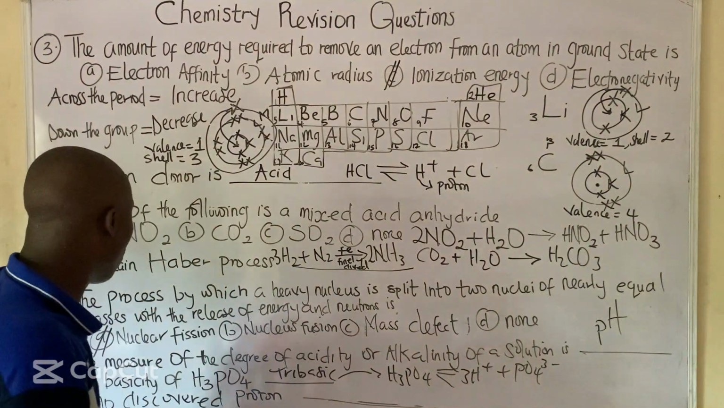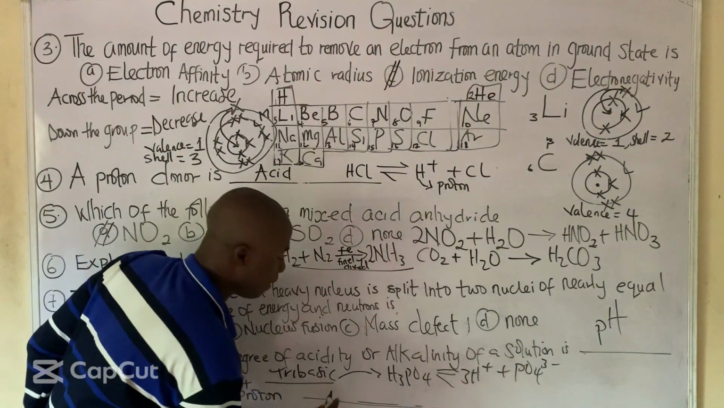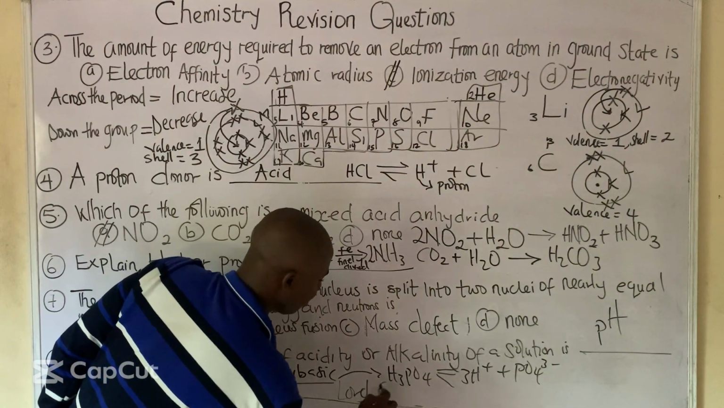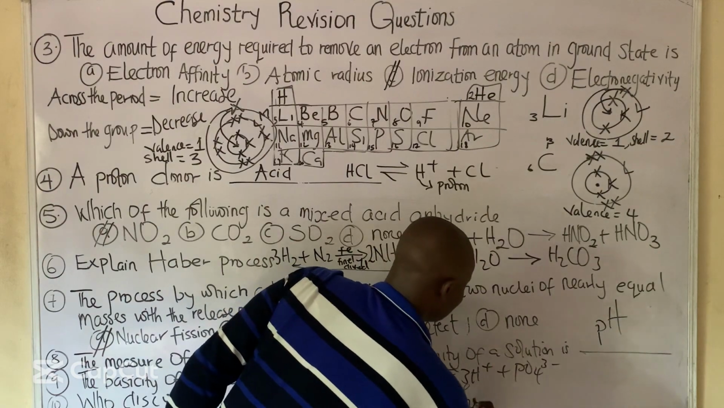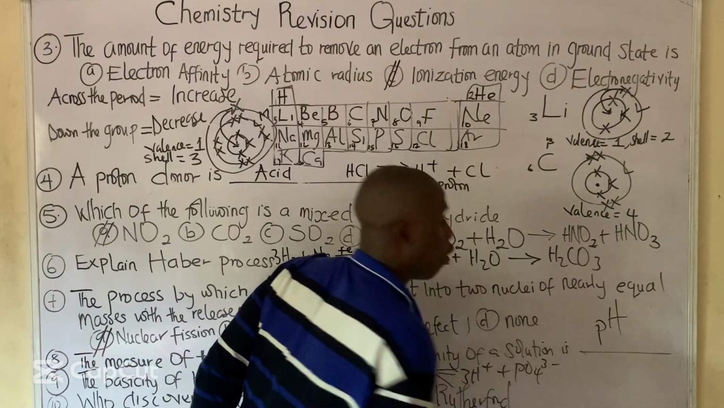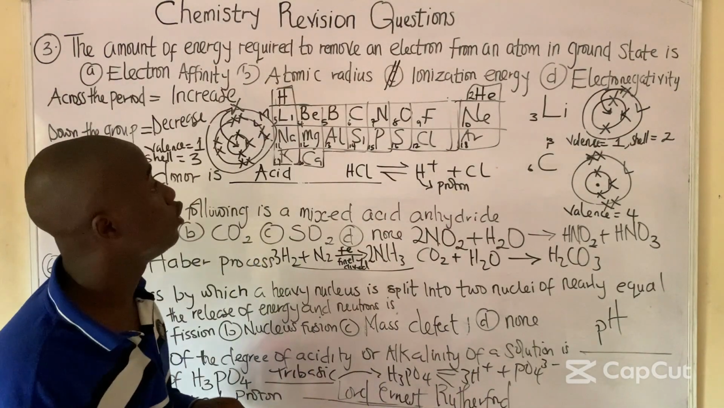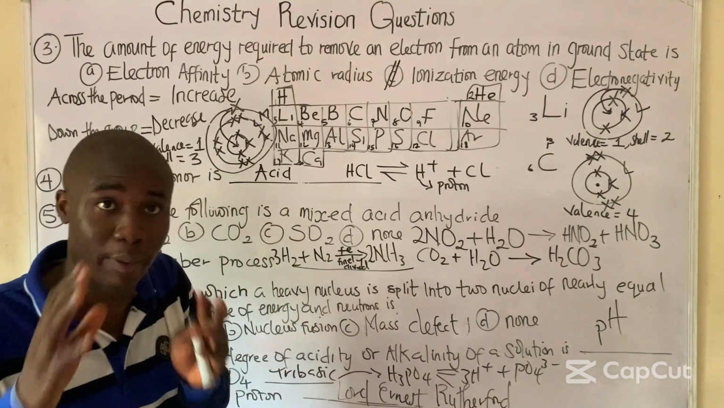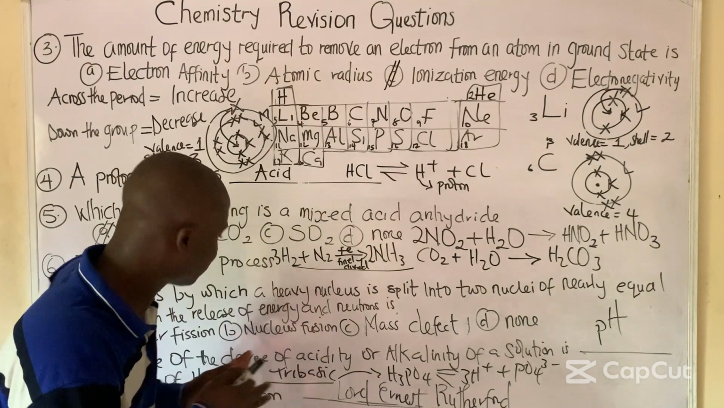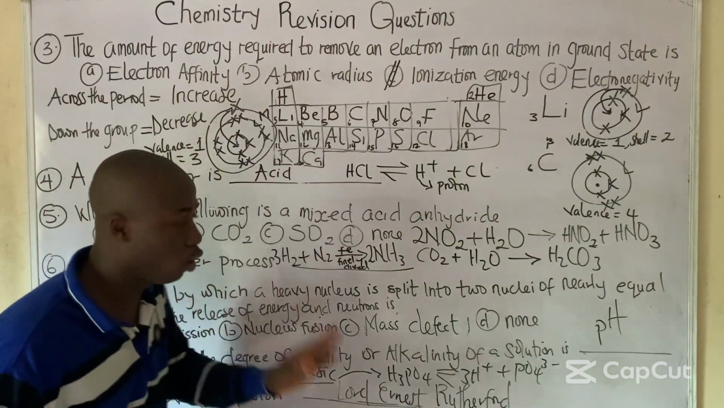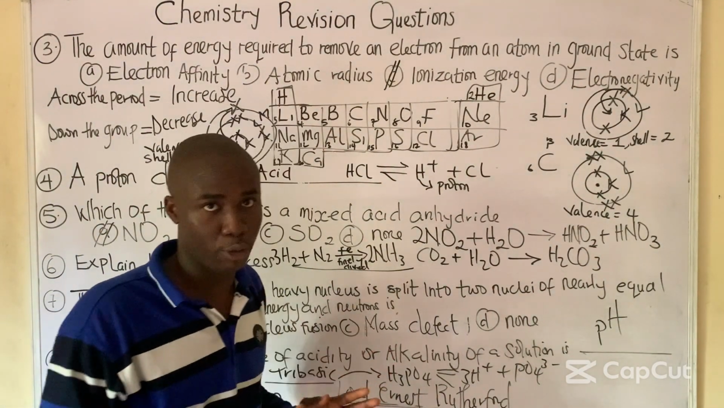And lastly, who discovered the proton? This was done by a man called Lord Ernest Rutherford, and he was the man that discovered the nucleus of an atom. But the nucleus of a cell, in biology, was discovered by a man called Robert Brown. But the nucleus of an atom was discovered by who? Lord Ernest Rutherford. The same applies to the proton.